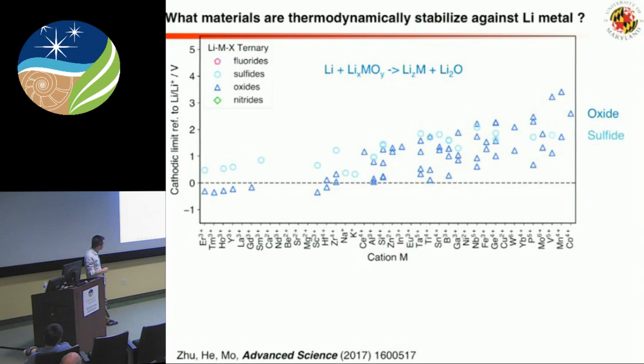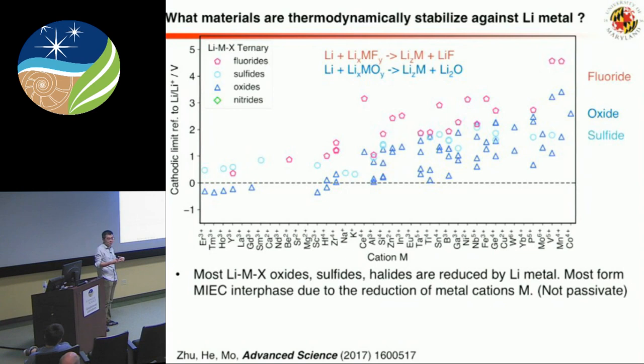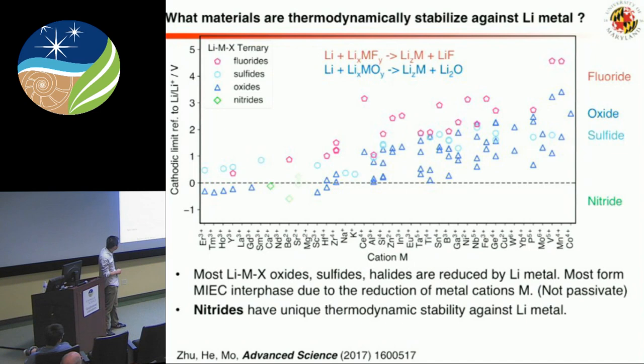So here, let's first look at all these oxides. You can see that most oxides up here will be reduced by lithium metal, and a few of them seem to be stable. The reaction is shown here: basically lithium forms lithium oxide and a lithium metal alloy. The same thing goes for sulfide, and also for fluoride. It seems lithium is so reducing that it can reduce almost anything out there.